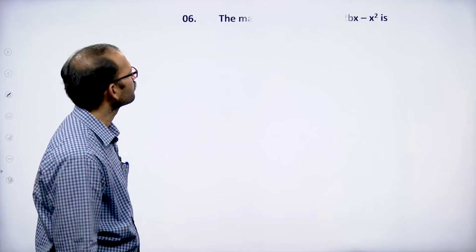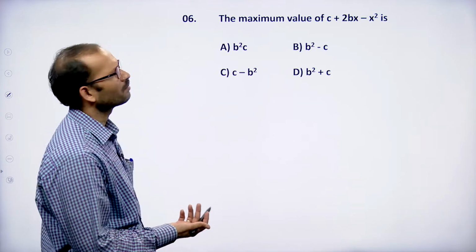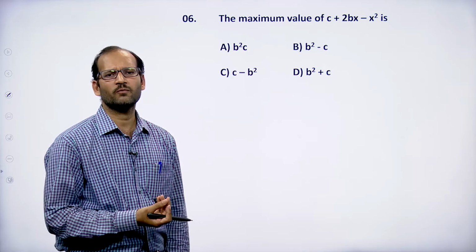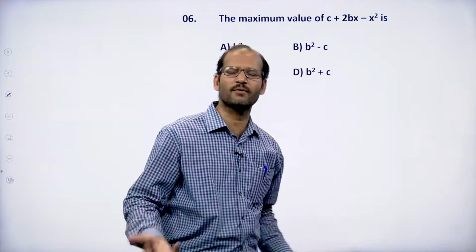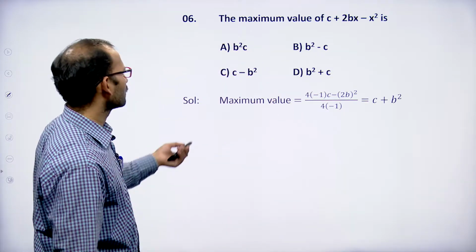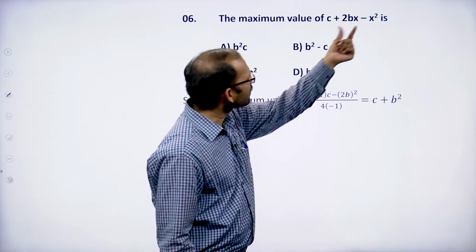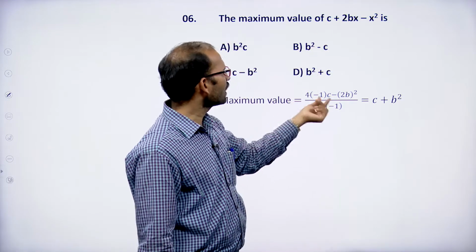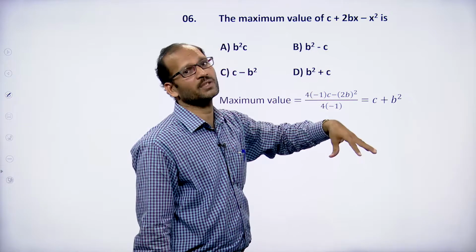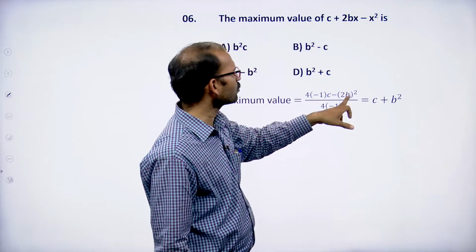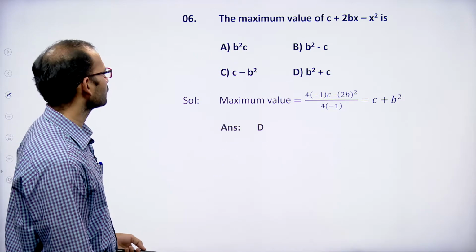Very simple question. The maximum value of c plus 2bx minus x square, yes. The maximum value is what? (4ac minus b square) by 4a. Because if the x square coefficient is negative, we will have a maximum value, right? So the maximum value is (4ac minus b square) by 4a. Here a means the x square coefficient, c means the constant, b means the x coefficient. What is the x coefficient here? Plus 2b, so 2b whole square. Substitute, we got c plus b square, a very simple question.